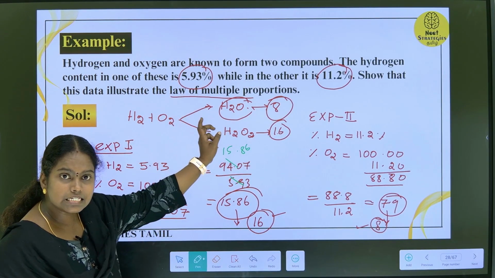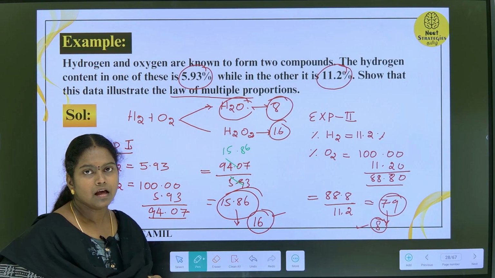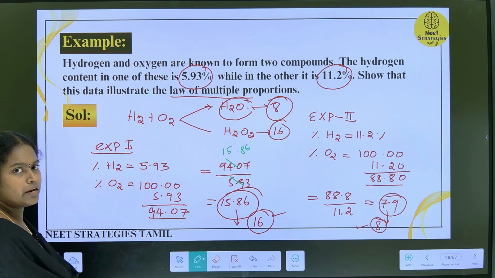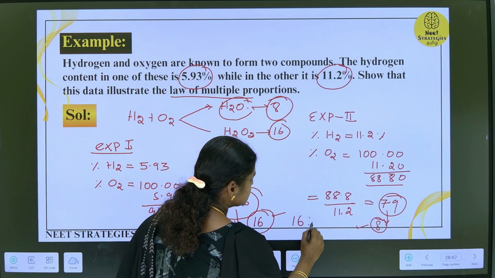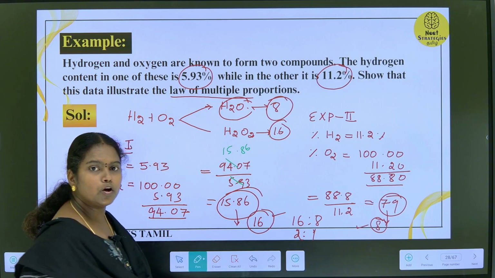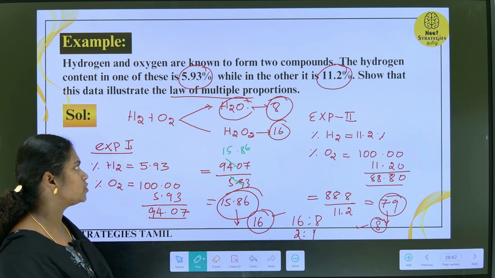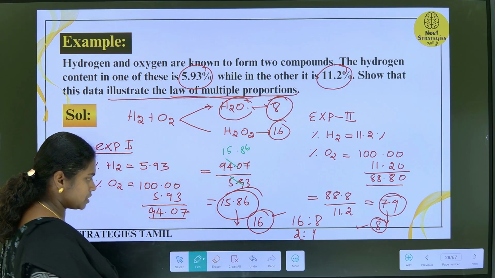So this will be the law of multiple proportions. This is what we are giving, the law of multiple proportions, right? So it is a simple whole number ratio. Experiment 1 is 16, experiment 2 is 8, so 16:8 is 2:1, the simplest whole number ratio. Two compounds form in the simplest whole number ratio. So it proves the law of multiple proportions, right?